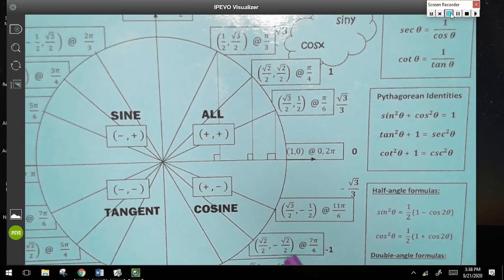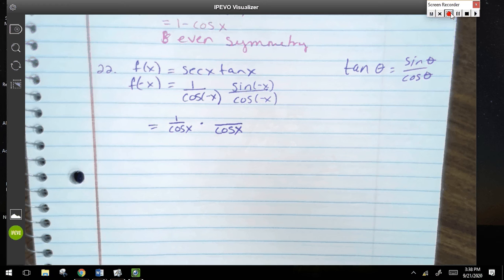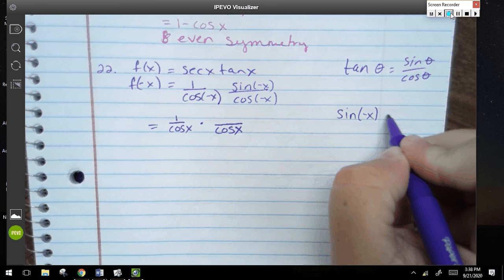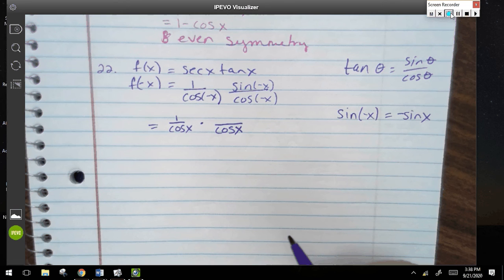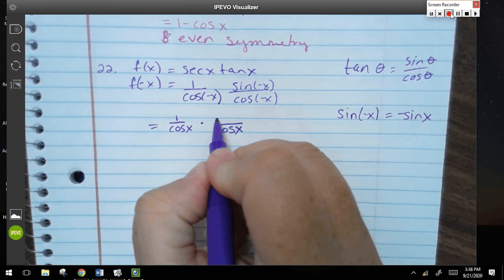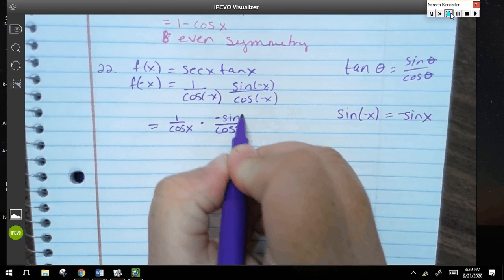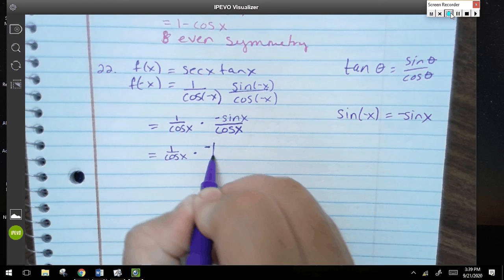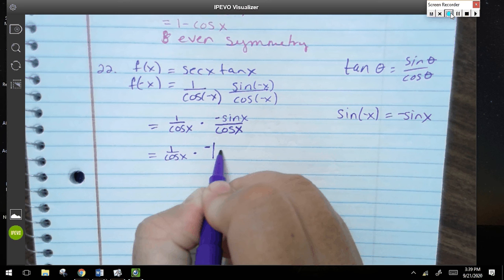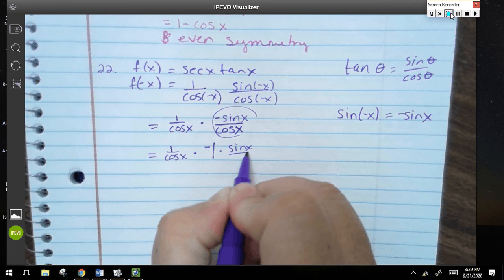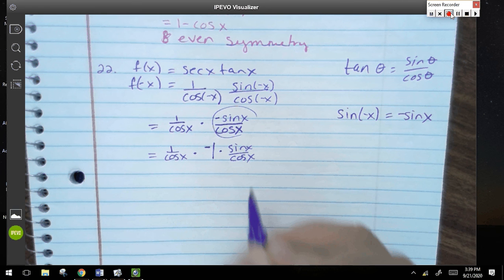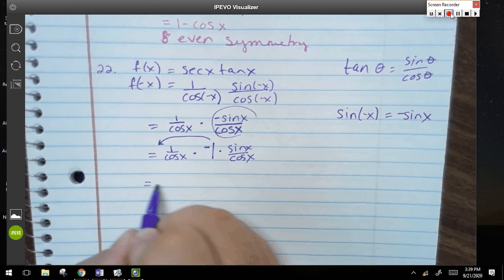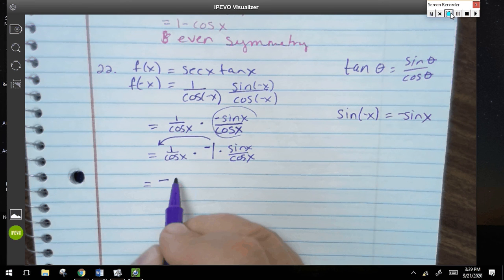Now I've got 1 over cosine x times negative 1 times sine x over cosine x. As multiplication is commutative, I can pull the negative out front, and then 1 over cosine x is the same thing as secant x. Sine over cosine, of course, is tangent. You can see that from what I started with to what I ended with, I have completely opposite signs. So this is indeed an odd function. Okay? Number 23.